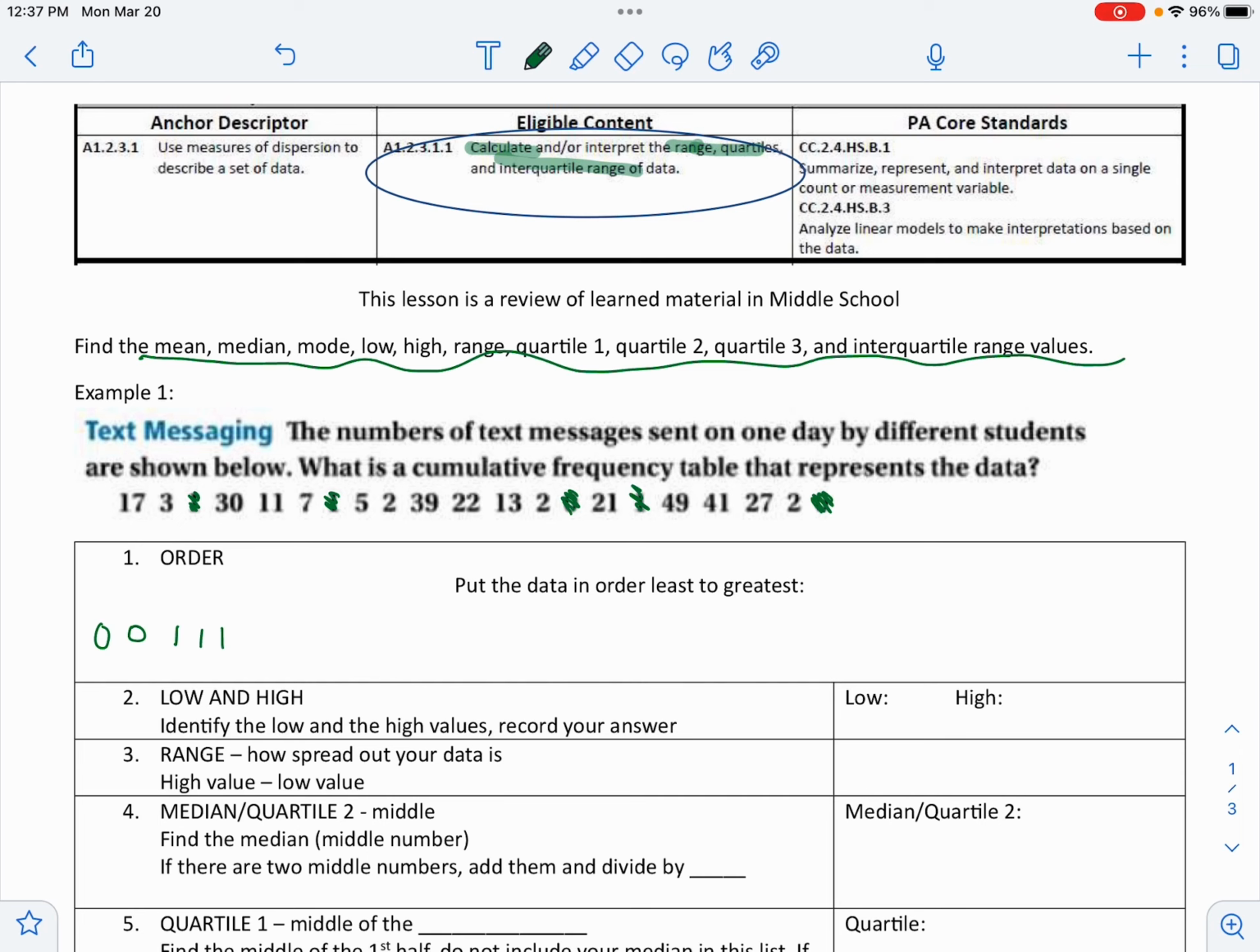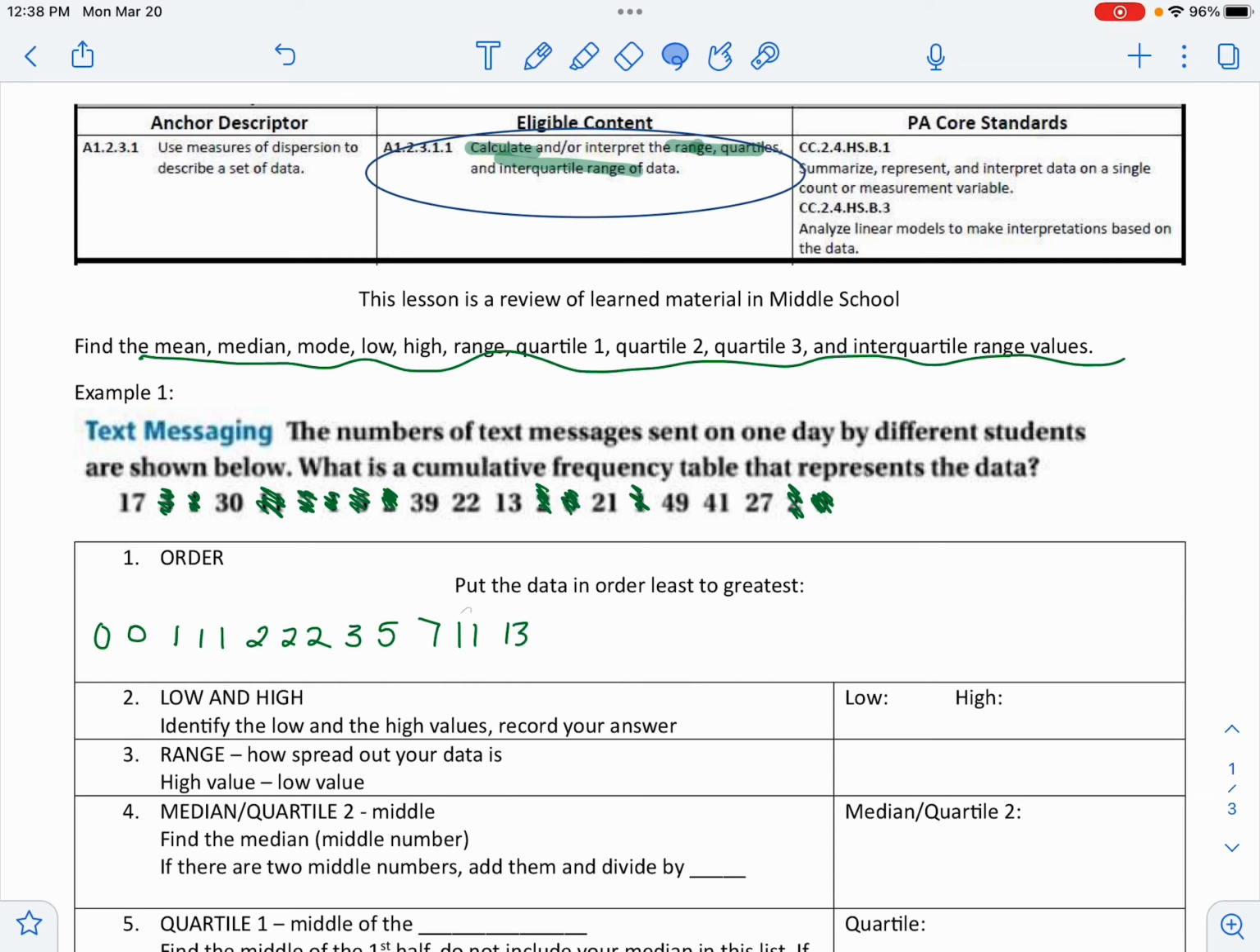Now for 2s, let's see. 1, 2, 3. So there's 3 2s. Well, let's find the 3s. There's only a single 3. I don't see any 4s. I do see a 5. 6, 7. I do see a 7. 8, 9, 10, 11. 12, I see a 13.